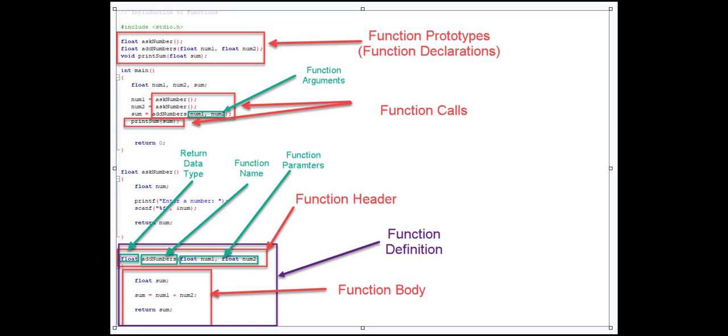You have a return data type, and remember, there's only one type of data that can be returned because functions can only return one value. Then you have the function name, and then you have any kind of function parameters. These are the variables, or values I should say, that they are expecting to get, and they need those values in order to do their job. Don't forget that anything inside the body are the things inside the curly braces.